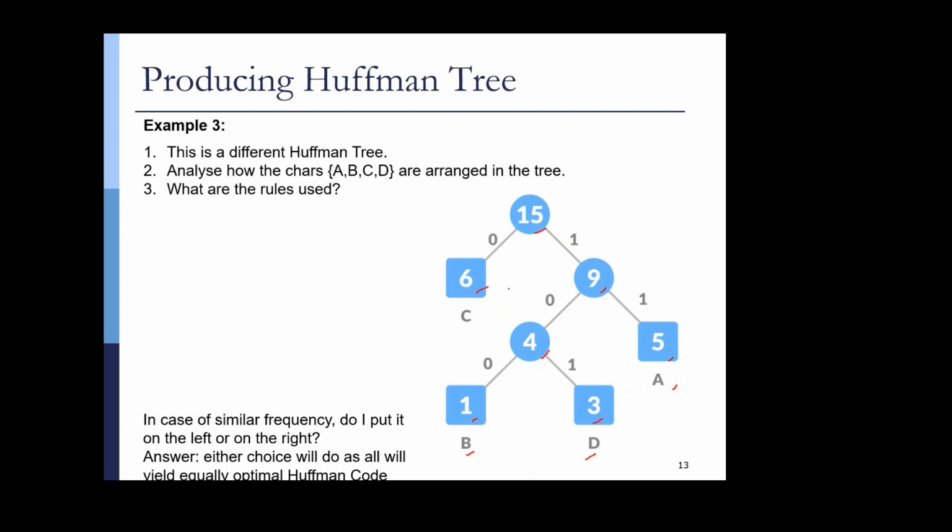But what if similar? Let's say C, for example, imagine instead of 6, C is also 9. So if C is also 9, do we put it on the left hand side or on the right hand side? The answer is, when the frequency is similar, either side is fine. You can put left or right. It will still produce an optimal Huffman code.